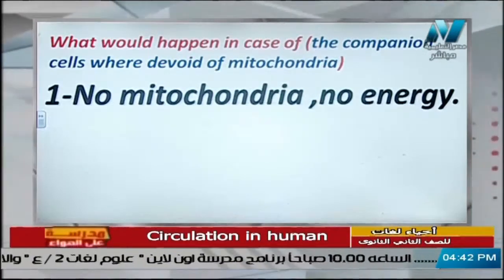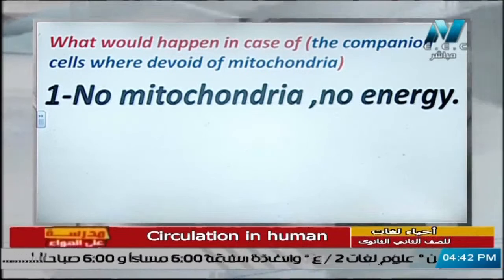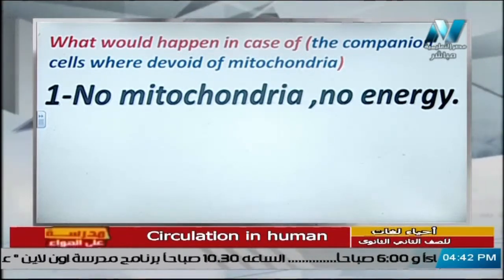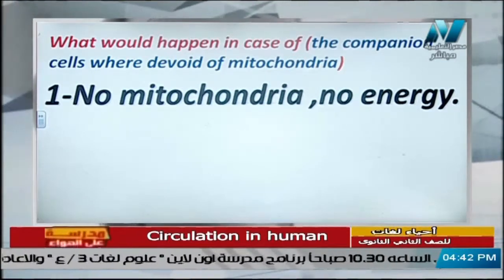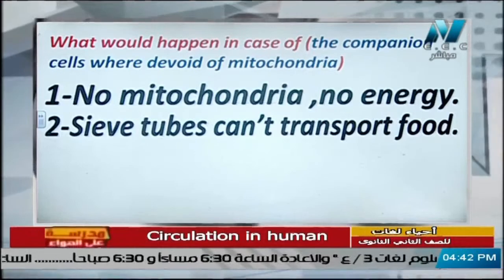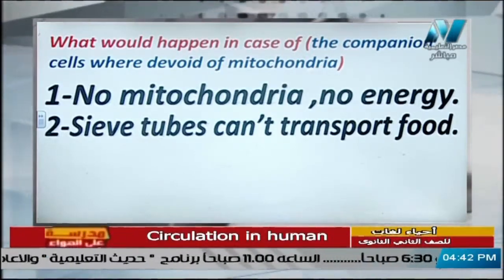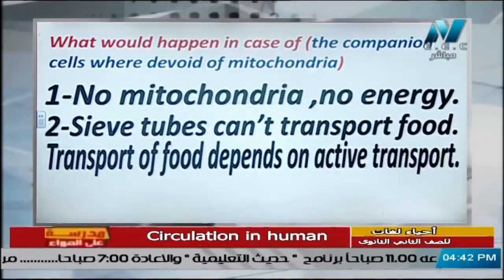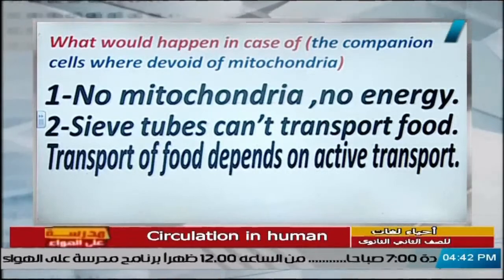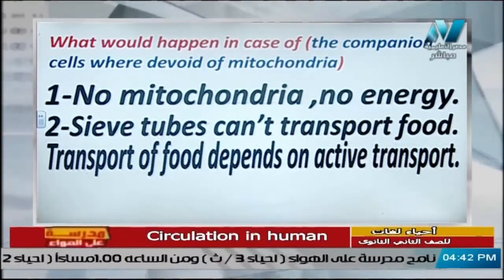طبعا بيقول لي what would happen. السؤال بقى اللي هو كنت برجع له عشان الكويستشنز اللي جات لي على الشانل بتاعتنا على اليوتيوب. بيقول لي what would happen if the companion cell were devoid of the mitochondria. طبعا احنا عارفين ان الميتوكوندريا يبقى no energy. Sieve tubes can't transport food لان sieve tubes have no nucleus. يبقى transport of food depends on the active transport، واكتف ترانسبورت depends on energy.